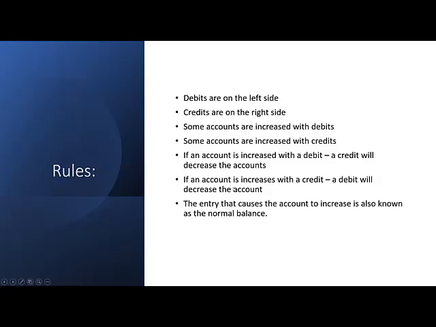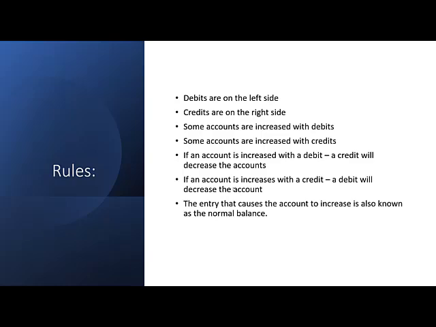And so we have a few rules about debits and credits. These are the things that are universal. First of all, debits are always on the left side, and that'll become more clear what we mean by the left side as we start actually using journals and T accounts. Credits are always on the right side.